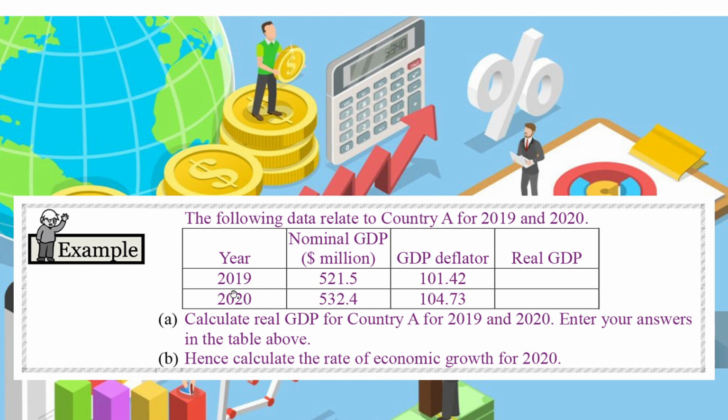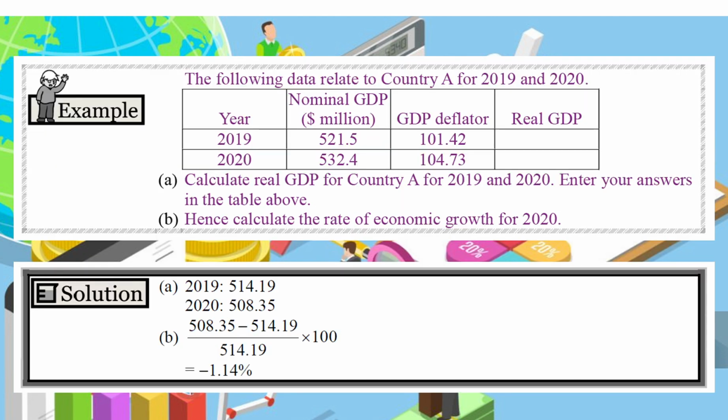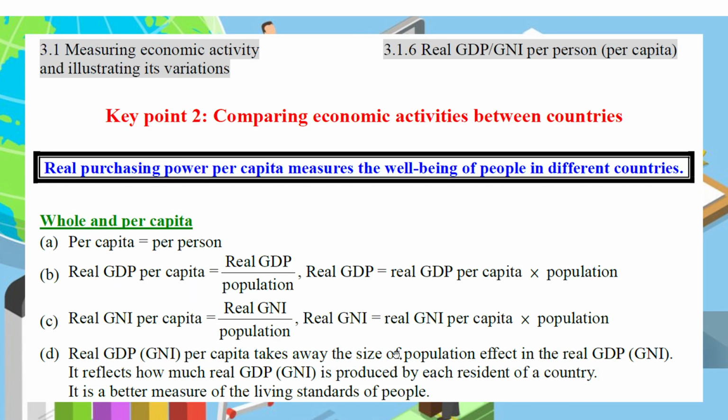Okay, remember. Look at the real GDP of country A in 2019 and 2020. Remember, deflator, so divided by it, okay? So both are divided by it. 521 divided by 101, and 532 divided by 104. And then use this real GDP, and remember after minus the before and over the before, okay. It's negative, so it's shrinking. The economy is shrinking, okay.